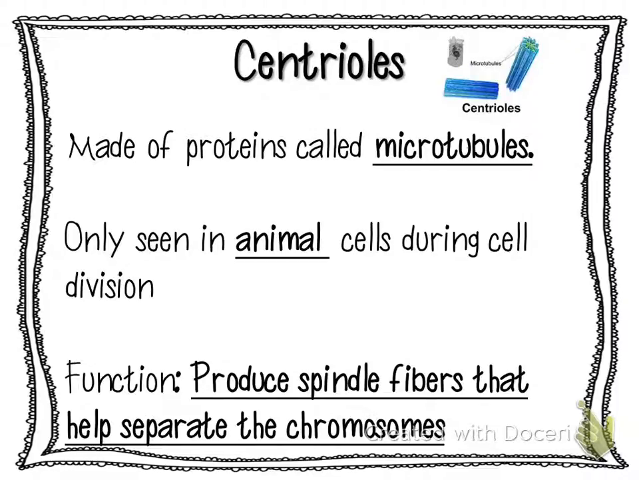Centrioles. These are made of microtubules, which you might remember from the cytoskeleton slide. Centrioles almost look like little tater tots, is what a student told me one time. And they are only seen in animal cells during cell division. They're going to be helping to pull apart the chromosomes, the DNA, in cell division to make sure that each new cell gets the correct amount of DNA. So we'll talk a lot more about centrioles when we talk about cell division next 9 weeks.